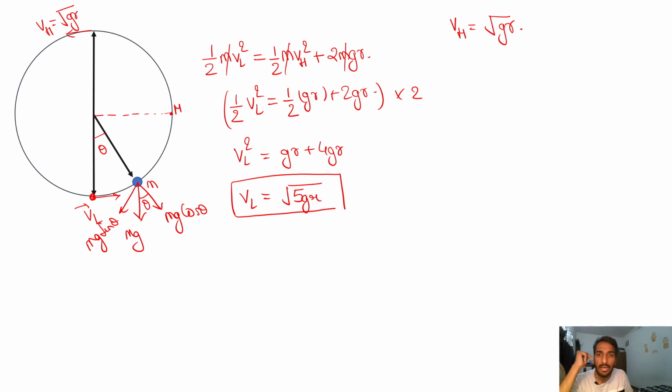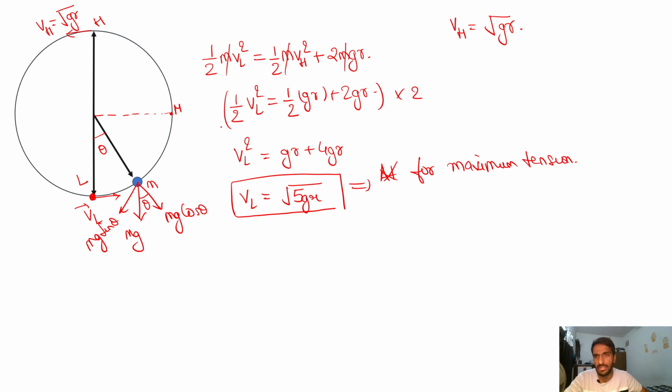So this is the value of velocity at the point L. At point L I will have maximum tension, right? And for maximum tension, velocity vL is root 5gr. So the velocity here is root gr and the velocity here is root 5gr. So the difference between the velocity squared at point L and at point H is 4gr, right? Okay. What else we need to find?